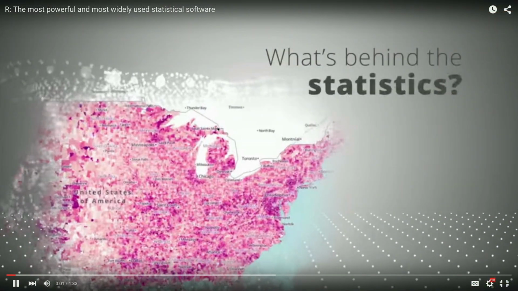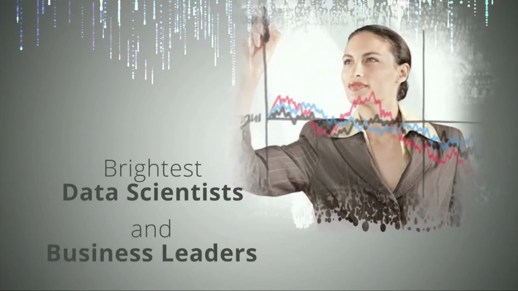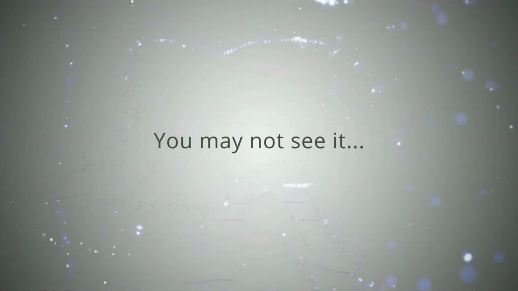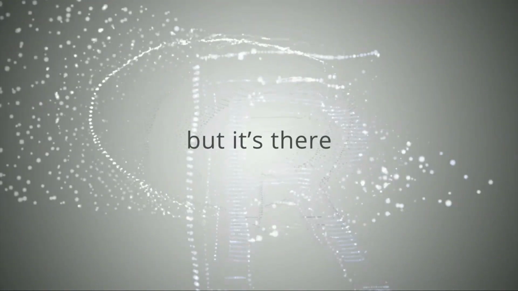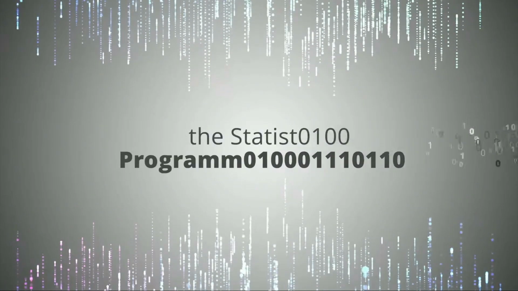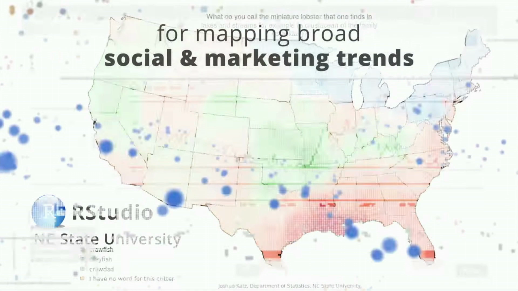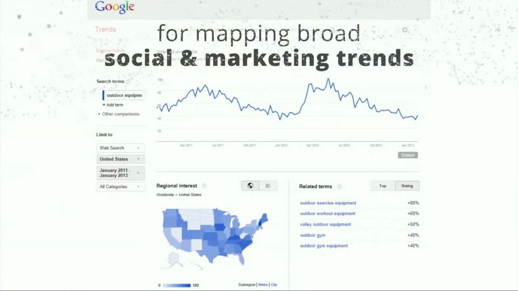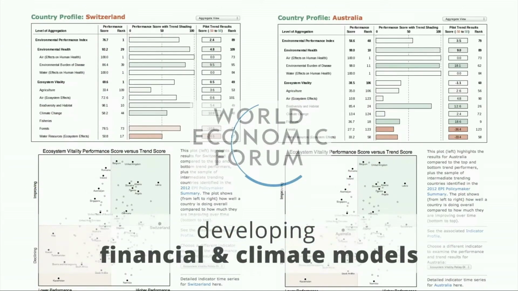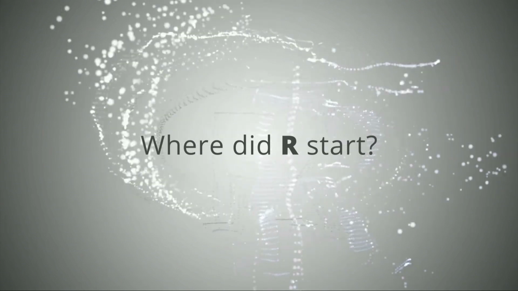What's behind the statistics, the analytics, and the visualizations that today's brightest data scientists and business leaders rely on to make powerful decisions? You may not always see it, but it's there. It's called R, open source R, the statistical programming language that data experts the world over use for everything from mapping broad social and marketing trends online to developing the financial and climate models that help drive our economies and communities. But what exactly is R? And where did R start?